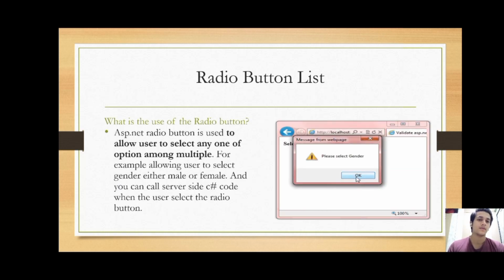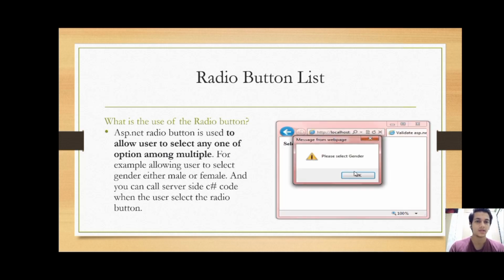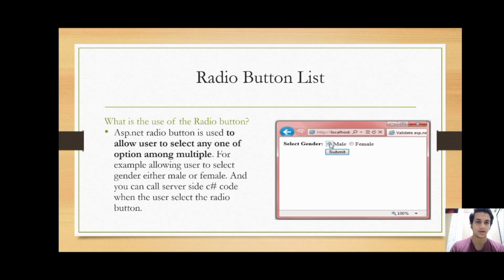What is the use of a radio button list? An ASP radio button is used to allow the user to select any one of the options among multiple. For example, allowing the user to select gender, either male or female, and you can call server-side C# code when the user selects the radio button.